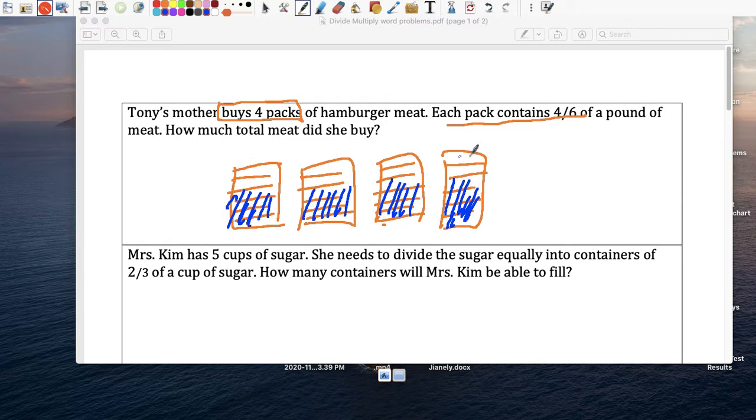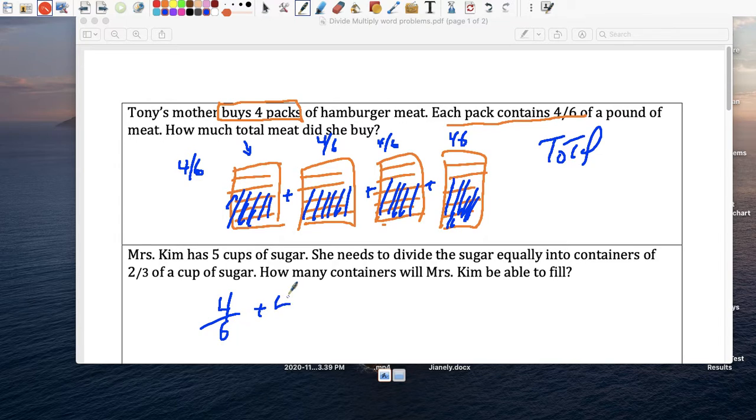How much total? What's the total? So if it's total, we're adding, right? ¿Cuánto compramos en total? How much do we buy in total? Oh, how much is this packet? It's 4/6. 4 over 6, 4 over 6. You can do, oh my god, Mr. Cho, that's easy. 4 over 6 plus 4 over 6 plus 4 over 6 plus 4 over 6. That's okay. You could have done that.